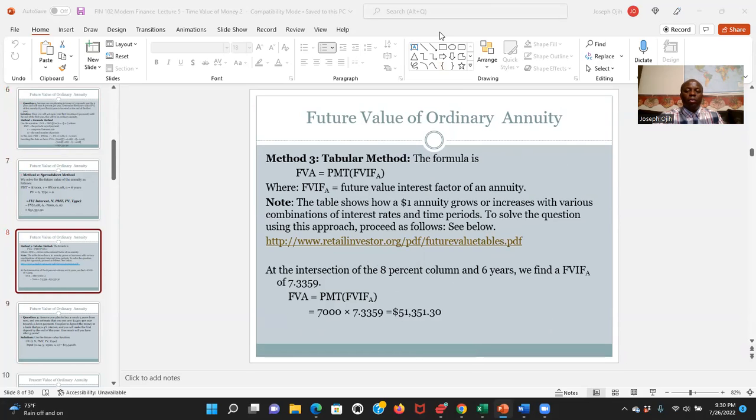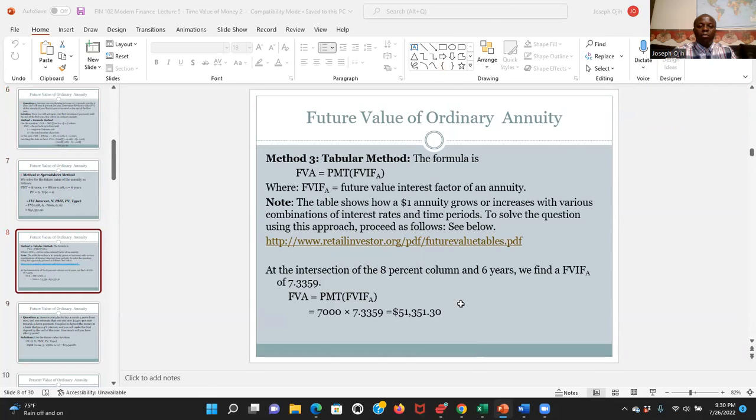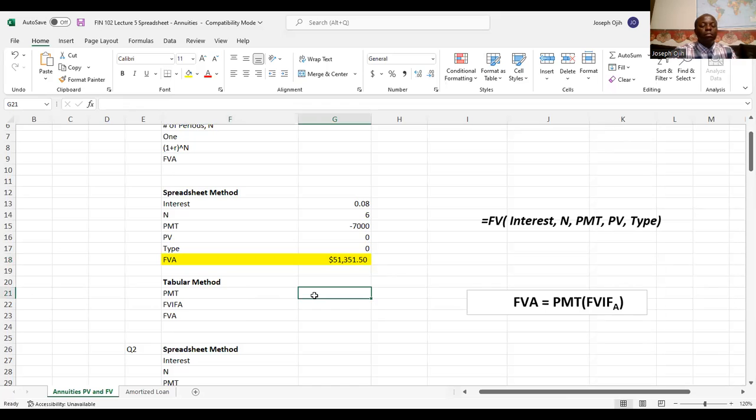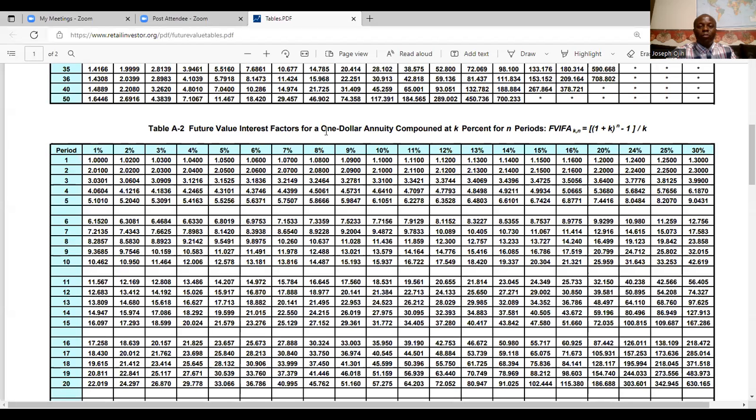I'll take you to where I put this in Excel so it can be clearer for us. The payment is 7,000. Now, the future value interest factor you can find from the table under 8% and 6 years. Let me show you this. You go to the table, but make sure that you are looking at the future value interest factor for annuity. So 8% is right here, and for 6 years, see, this one is the period. For 6 years, you follow it to under 8%, and see the value here.